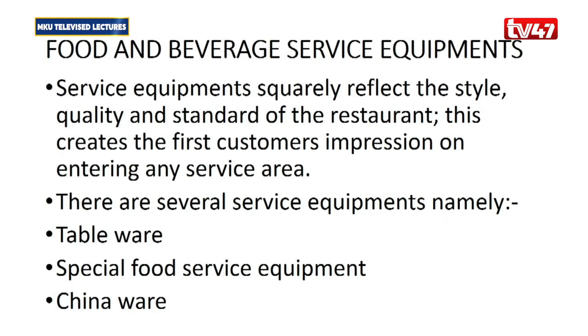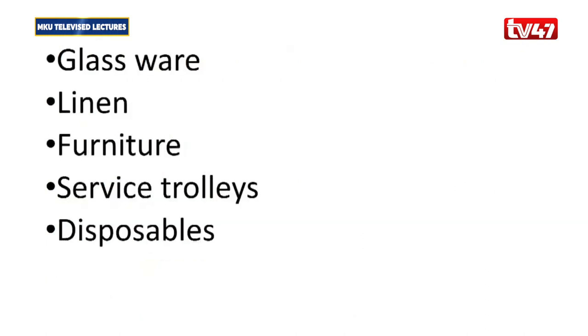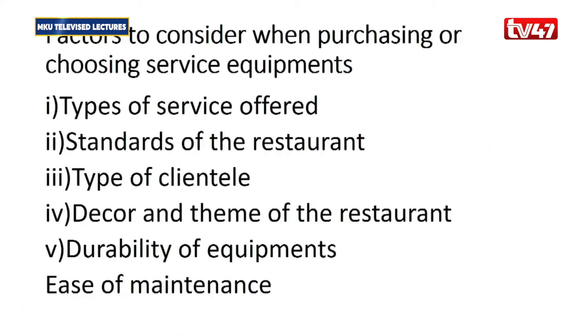We have special food service equipment. We have glassware. We have linen. We have furniture. We have service trolleys. We have disposables. All those equipment, you need to look at them. Then look at factors to consider when purchasing or choosing service equipment.